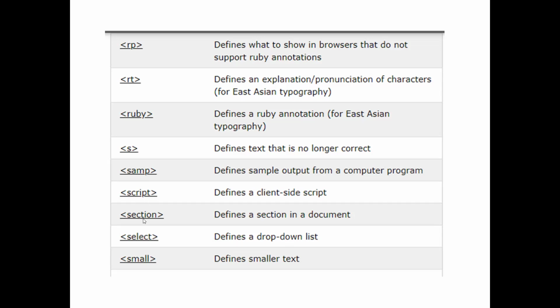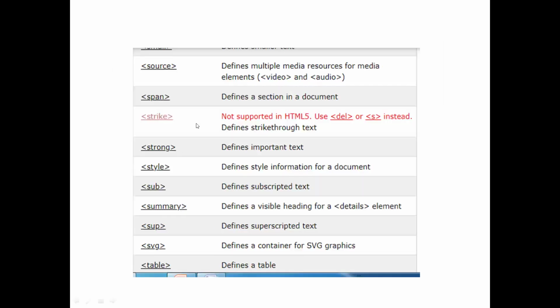Next element is section. This defines a section in a document. Next one is select. This defines a drop-down list. And the next element is small, which is used to define smaller text in your document. Next one is the source element, which is used to define multiple media resources like audio, video, and so on. Next one is the span element. This defines a section in a document.